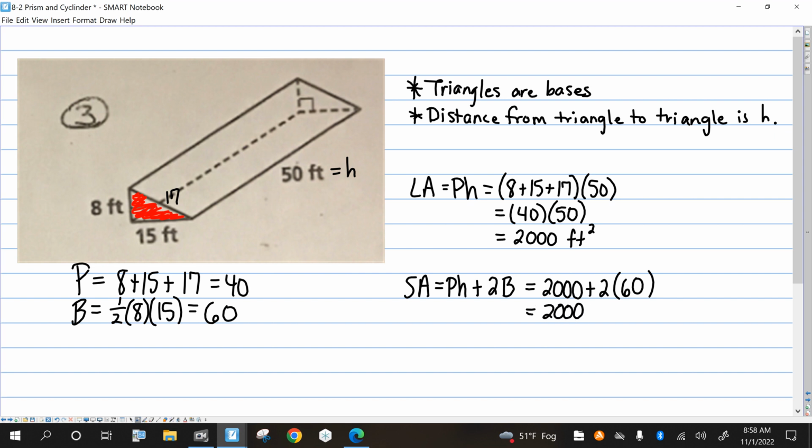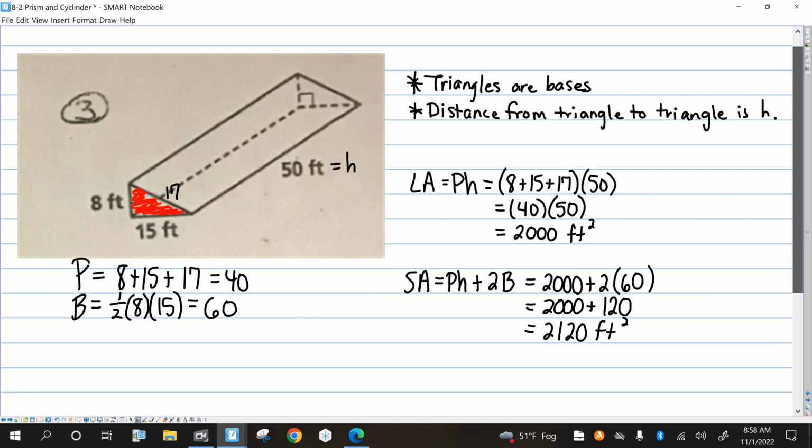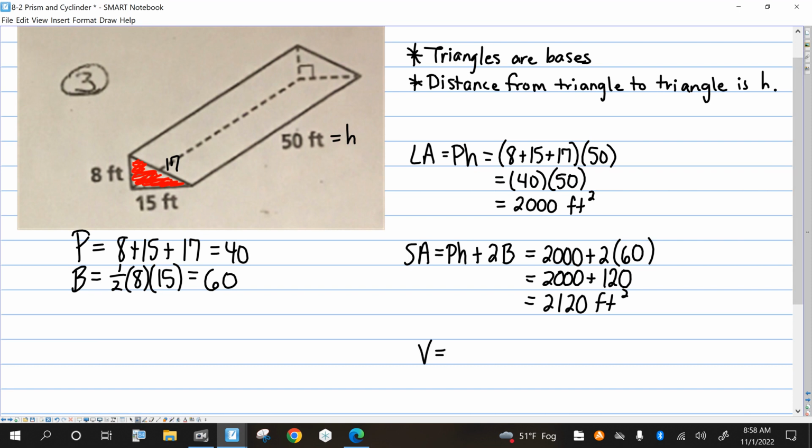All right, so what's 2 times 60? 120. And good. 2,120 feet squared would be our surface area. So the last thing we need is our volume, which is BH. We already know B and H, and that makes 3,000 feet cubed. So a key thing to remember when you see a triangular prism: the triangles are the bases.